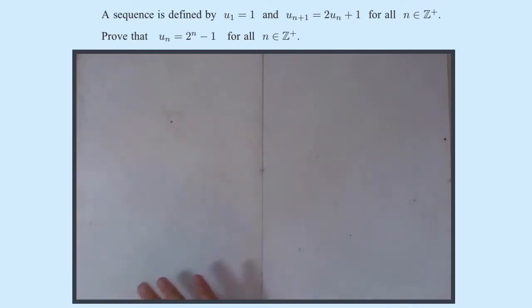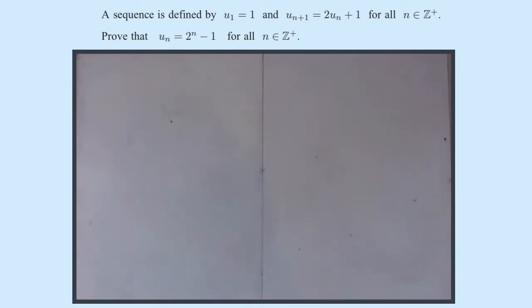So a sequence is defined by u1 equals 1. First term is 1. u(n+1) equals 2un plus 1. So this is a sequence defined using a term-to-term rule. You could even call it an inductive definition. For all positive integer n, prove that un, the nth term, equals 2^n minus 1 for all positive integer n.